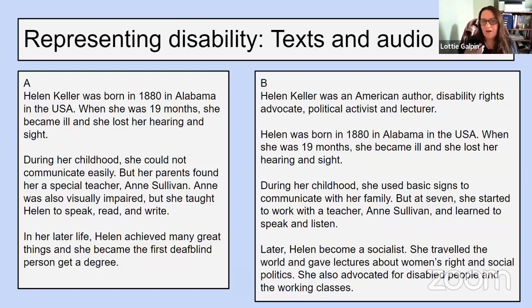So my message here really is that if you're creating a text about a disabled person, look at their whole life, look at them as a whole human being, and don't focus on the disability. You can include it, but don't focus on what people cannot do. Don't show them being helped necessarily, as somebody who deserves pity, who's passive. And don't focus on the disability only.